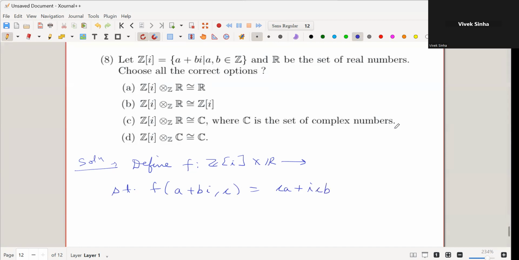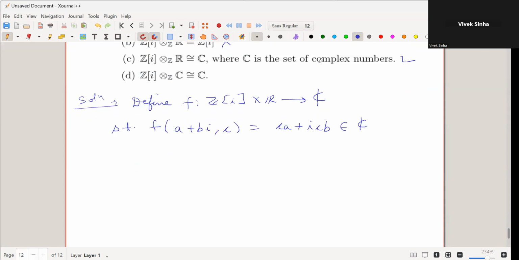So see, ca plus icb is inside C. This is not inside R, because I'm saying c is an element of R. So it's a map from Z[i] cross R to something, so the codomain will be C. So it cannot be inside R. It cannot be inside Z[i] because here these are real numbers, not integers. So this should be correct. Okay.